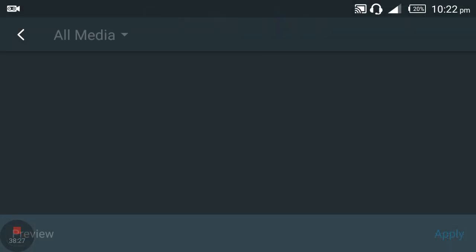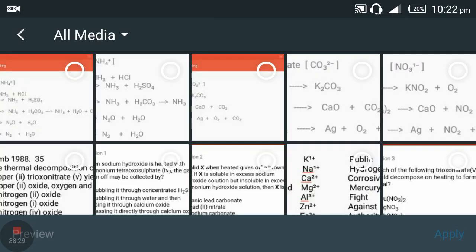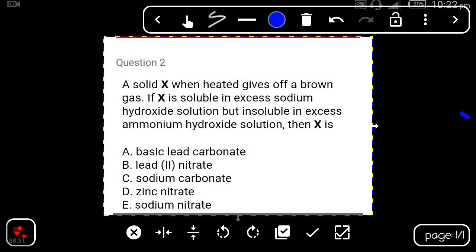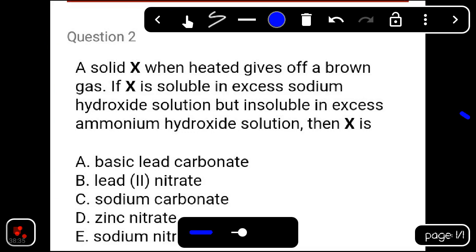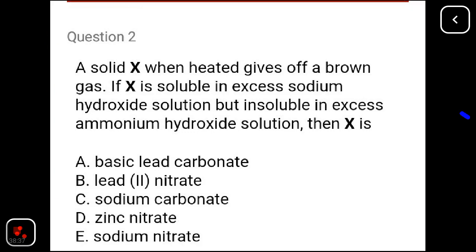So now let me check this interesting question for us. You can see this question is good, right? A solid X when heated gives a brown gas. If X is soluble in excess sodium hydroxide solution, but insoluble in excess ammonium hydroxide solution, then X is actually what?